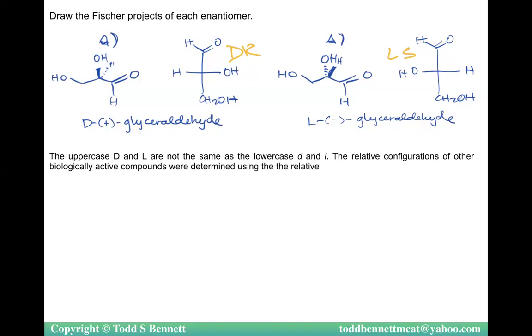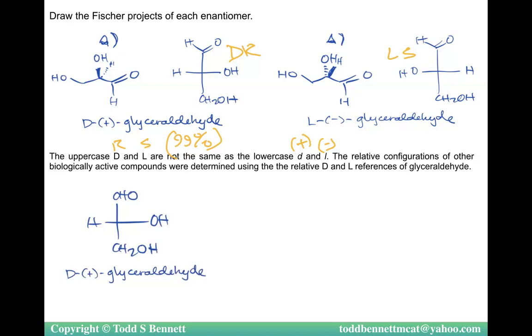Uppercase are not the same as lowercase. Just have to know that. Uppercase are configurations like R and S. Lowercase are absolute rotation, plus or minus rotation. So typically D goes with R, L goes with S, 99% rule. And then D goes with plus, and L goes with minus for rotation. That's your correlation. Okay, so here's my same thing here. I draw this as CHO instead of drawing the aldehyde out the whole way.